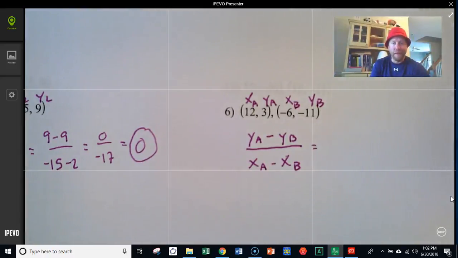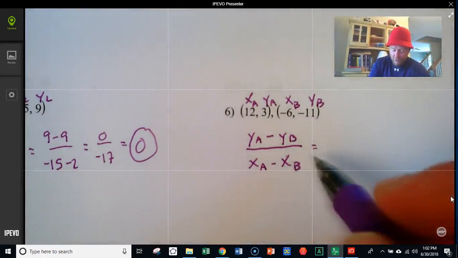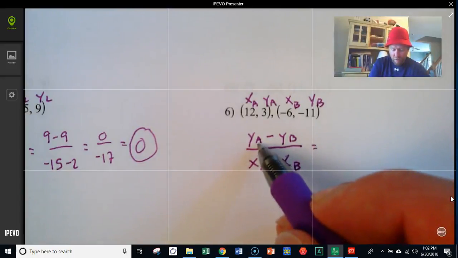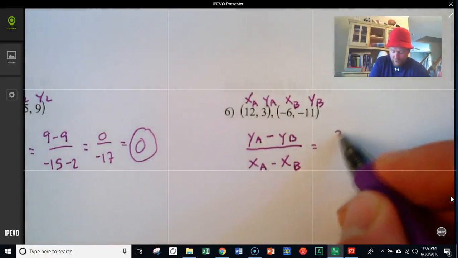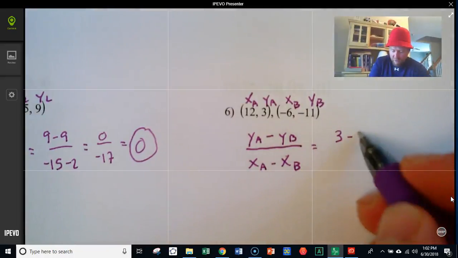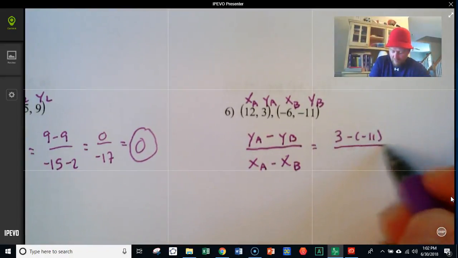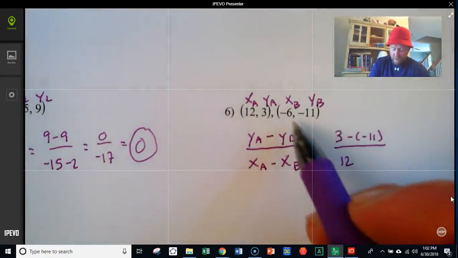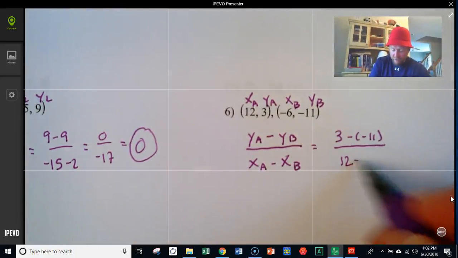1, 2, A, B, it doesn't matter, it's all the same. It doesn't matter which point you pick as the first point or the second point, or the A point or the B point, as long as you're consistent with it. So I go y sub a up top, that'd be the 3, minus negative 11, over x sub a is 12, and x sub b is negative 6.